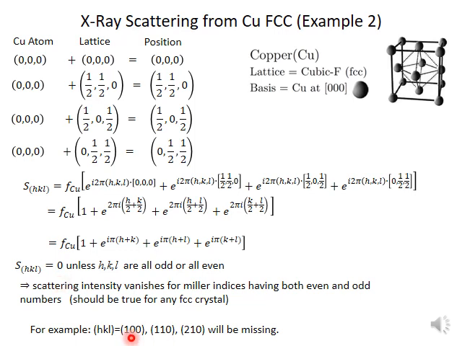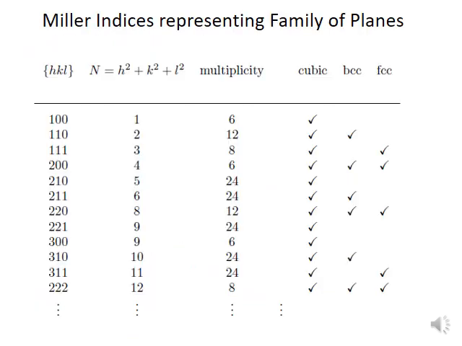So what it would mean is that, for example, a 100 which has even integers and an odd integer, it would be missing in the scattering. Similarly, a 110 would be missing, a 210 would be missing, but then you can see that a 111 would have a non-zero, or a 222 would have a non-zero structure factor, and hence a non-zero scattering intensity.